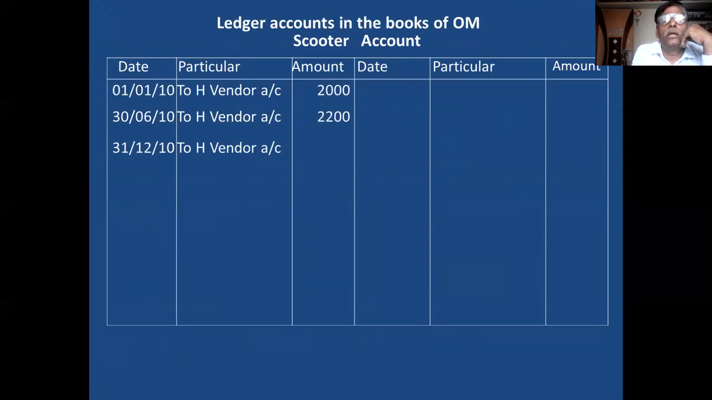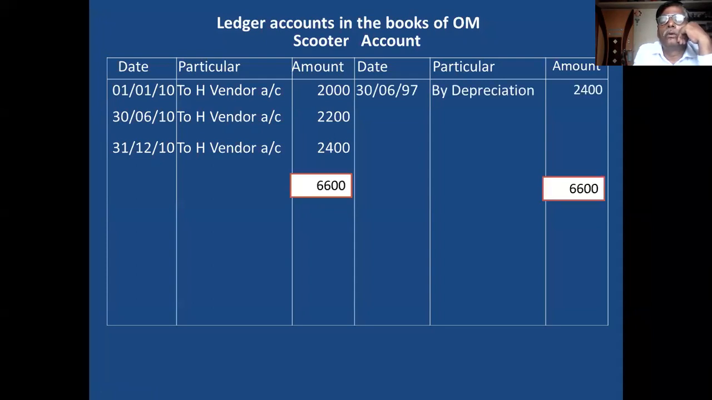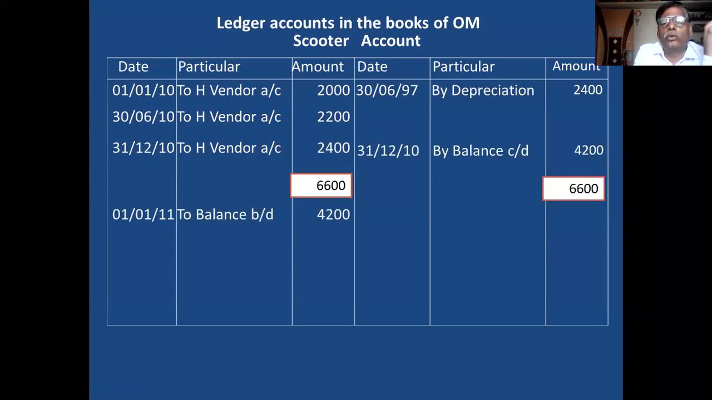There are 3 amounts related to scooter. One is cash down and 2 installments. In the principal column there are 3 amounts. You take these 3 amounts and close the account. By depreciation 2,400. Close the account, totals 6,600. First year complete. And second year you take the balance. 2011, by balance brought down 4,200.